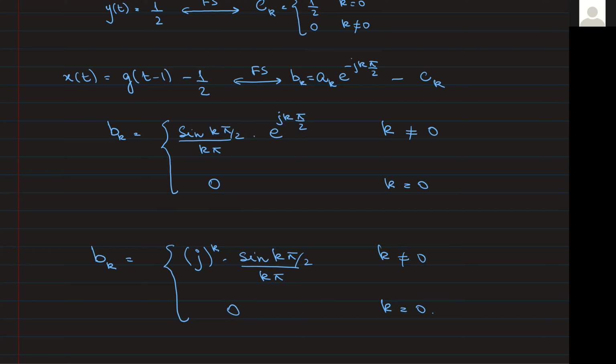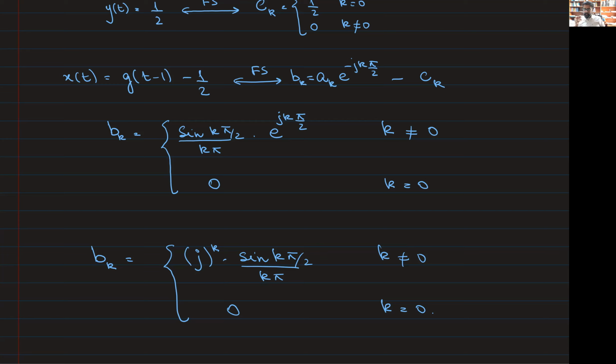Sir, for even values of k, sin of k pi by 2 will also be 0. Excellent. So everything is consistent. Even though j raised to power k is going to be real for even values of k, sine of k times pi by 2 when k is even is going to be 0 as well. So at even indices BK is equal to 0, and at odd indices it's going to be purely imaginary. So nothing is odd anymore. Everything is consistent.